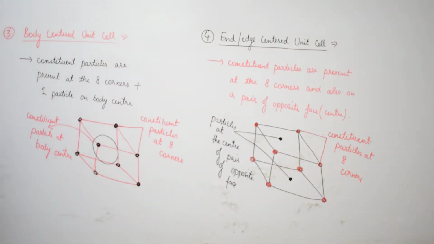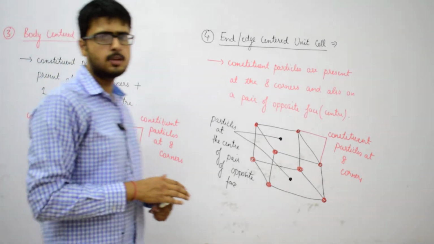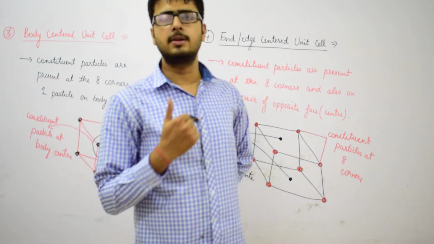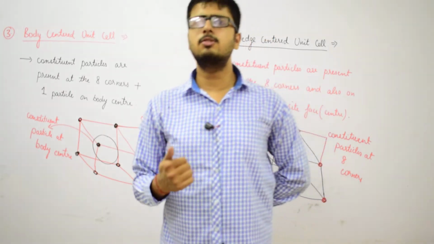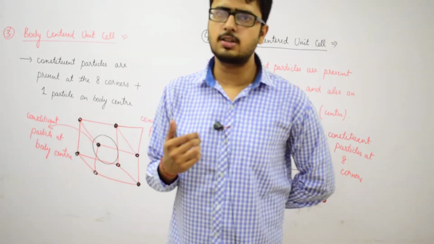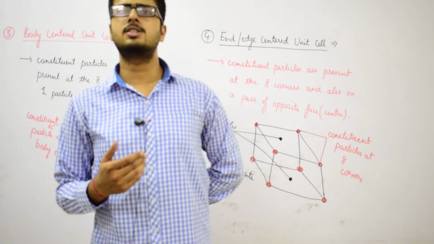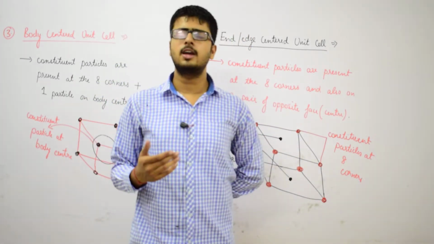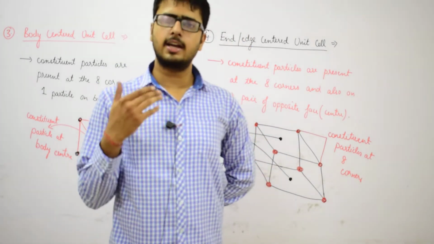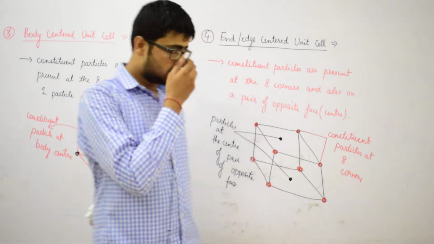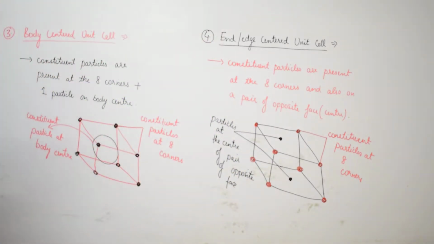So, these are the different types of unit cells. The first one was primitive or simple unit cell, second was face centered unit cell, also called FCC arrangement, third was body centered unit cell, also called BCC arrangement, and the fourth is end centered or edge centered unit cell. So, we have already discussed the first two types of unit cell.